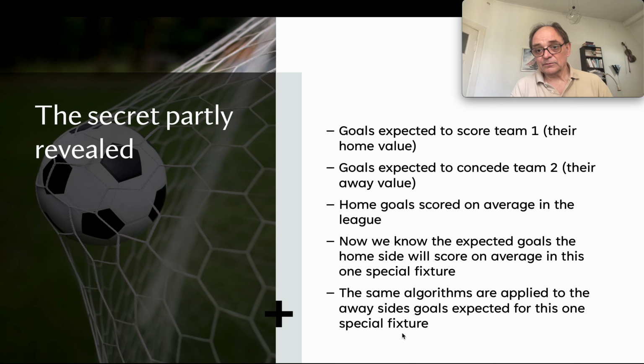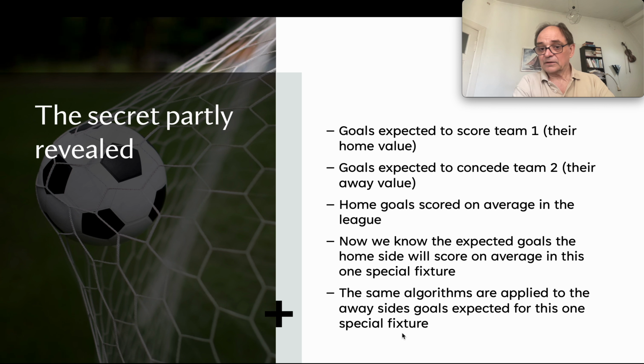The goals expected to score of Team 1, their home value. The goals expected to concede of Team 2, their away value. How many do they score? How many do they concede? Because they won't score the same amount against any team, and the others won't concede as many as they usually do, especially against this team. It's a special value. The home goals scored on average in the league. We have to compare this.